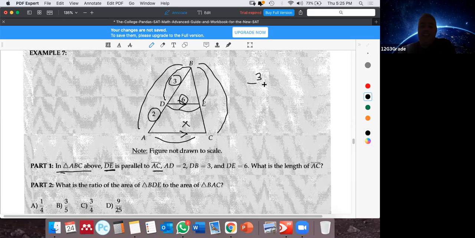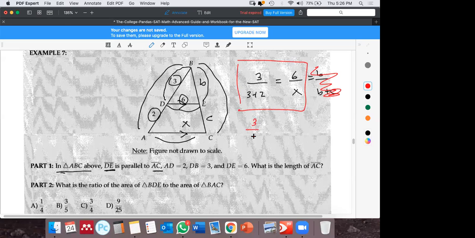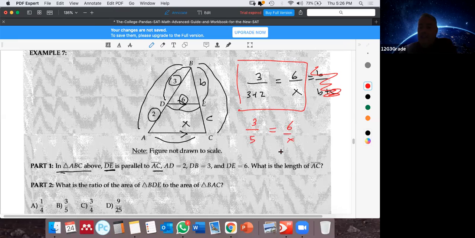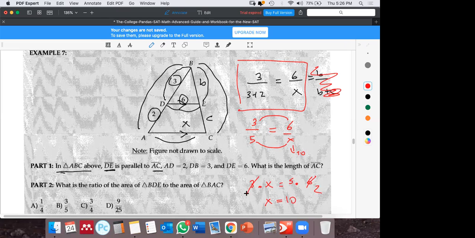Why finished? 3 over 3 plus 2 is equal to 6 over x. That's it. I don't need the other ratio in this question. This is enough to solve. Just take the cross product. So 3 over 5, 6 over x. You may think with simple logic: 3 to 6, double; 5 to x, double. So x is 10. Or cross product: 3 times x is equal to 5 times 6. Simplify. So x is 10. Finished. So AC, x, is finished.